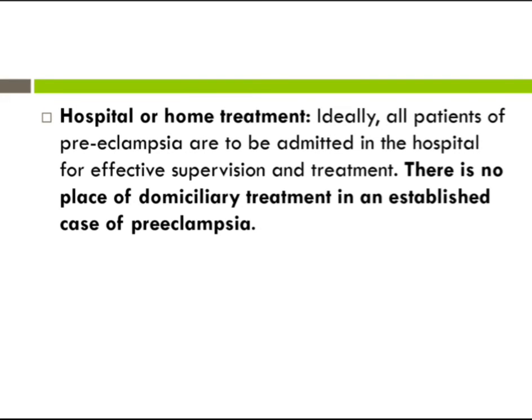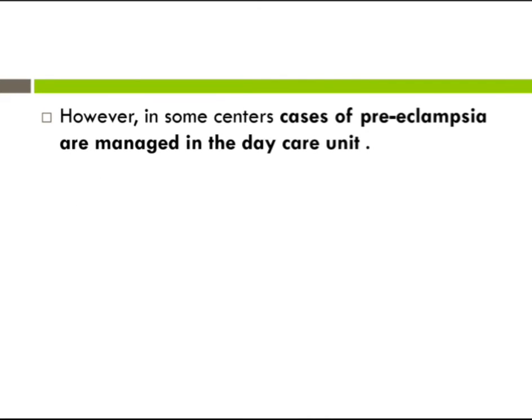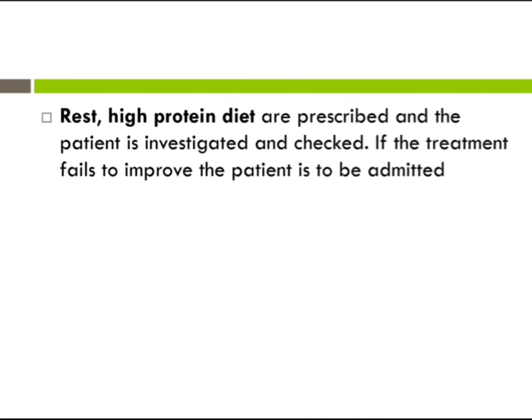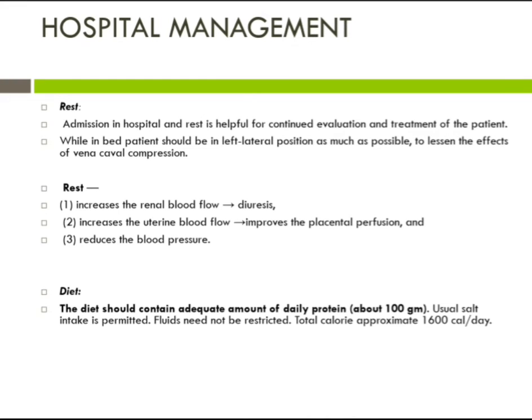Hospital or home treatment. Ideally, all patients of preeclampsia are to be admitted in the hospital for effective supervision and treatment. There is no place of domiciliary treatment in an established case of preeclampsia. However, in some centers, cases of preeclampsia are managed in the day care unit. Rest and a high protein diet are prescribed and the patient is investigated and checked. If the treatment fails to improve, the patient is to be admitted. So hospital management.